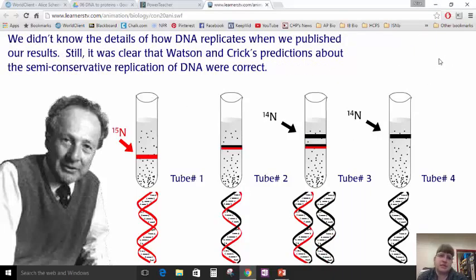So they didn't know the details of how this DNA process replicates when they published their results, but it was very clear that Watson and Crick's predictions about the semi-conservative replication of DNA were correct, and their experiment did falsify the idea of the conservative DNA model and the dispersive replication model.